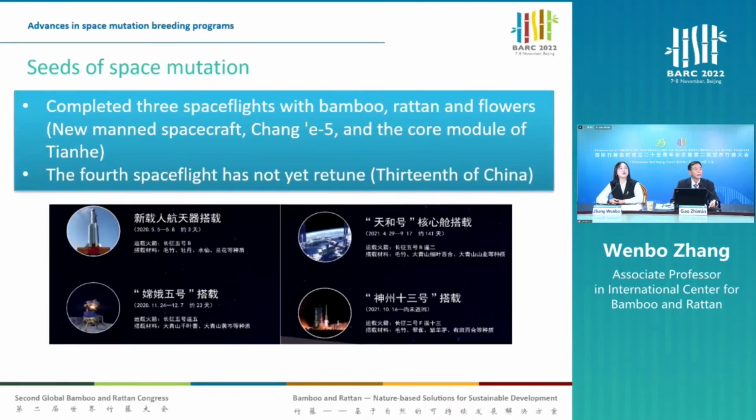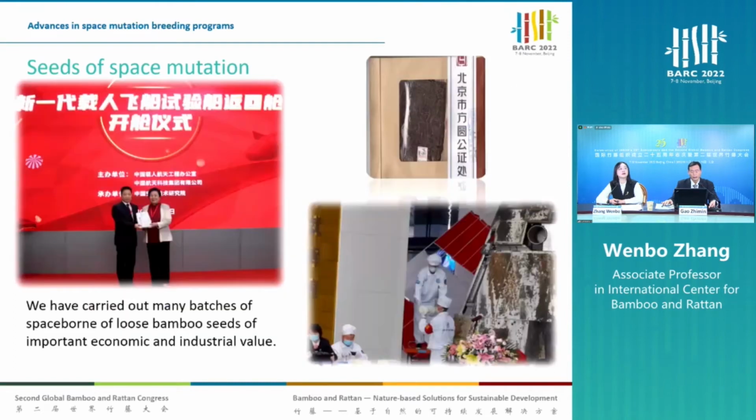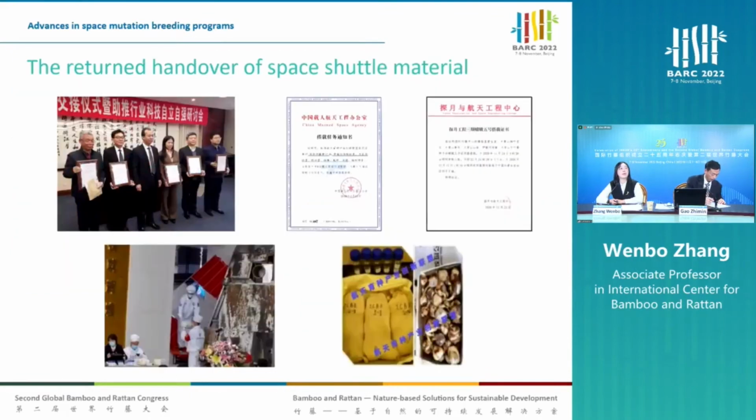We have completed three space flights with bamboo, rattan, and flowers, including the new manned spacecraft, Chang'e 5, and the core module of Tianhe. The fourth space flight has not yet returned, that is Shijian 13 of China. We have carried out many batches of spaceborne experiments with bamboo seeds of important economic and ornamental value. The picture shows the handover of returned space material.